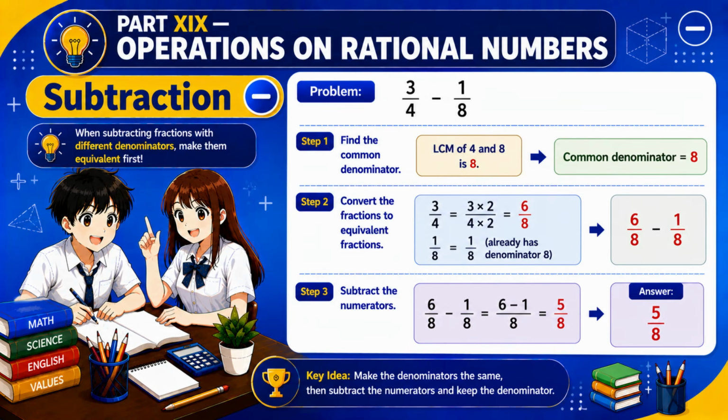To subtract fractions with like or common denominators, subtract the top numbers, numerators, and keep the bottom number, denominator, the same.